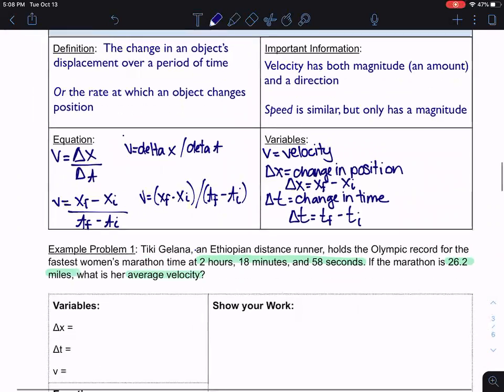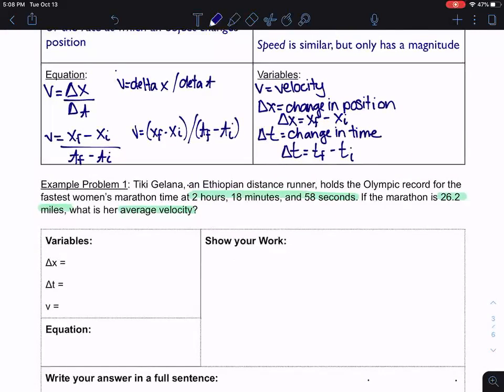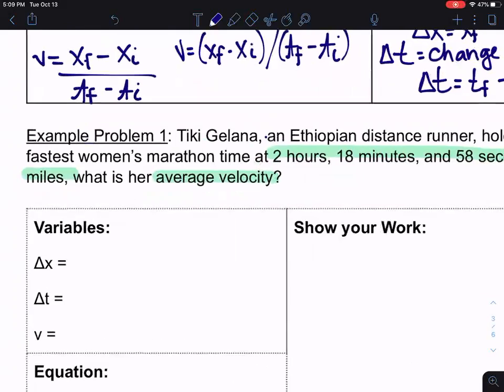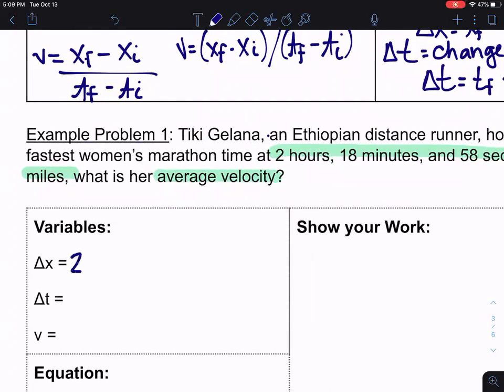Okay, so my first step is that I'm going to plug in my variables. So delta X is change in position, from her starting position to her ending position in the marathon. She went 26.2 miles. And then her time, how long it took her to run that, is 2 hours, 18 minutes, and 58 seconds.